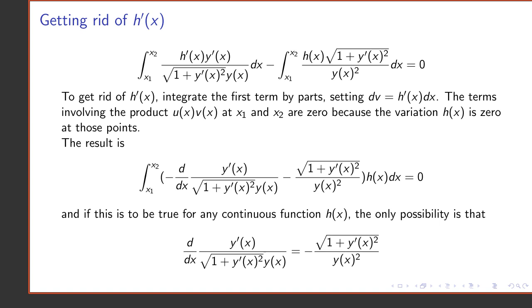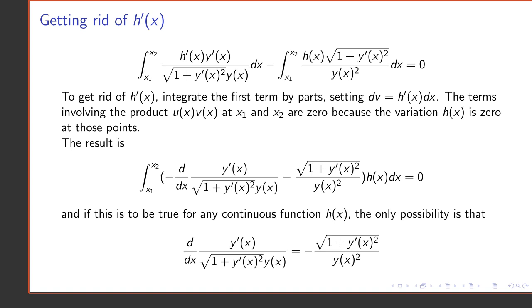Now one problem remains. We have both h of x and h prime of x. And this, I think, was really the cleverest idea that Euler and Lagrange had. We're going to get rid of this h prime of x by doing an integration by parts, in which we convert the h prime into h and convert the other factor into its derivative. So for integration by parts, we will say dv equals h prime of x dx, and u is everything else.